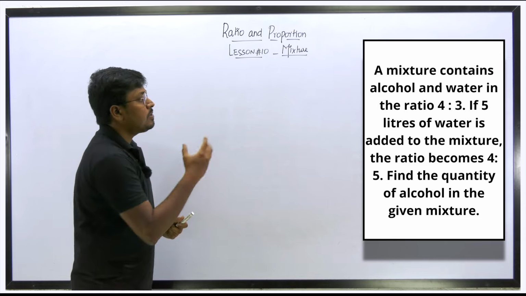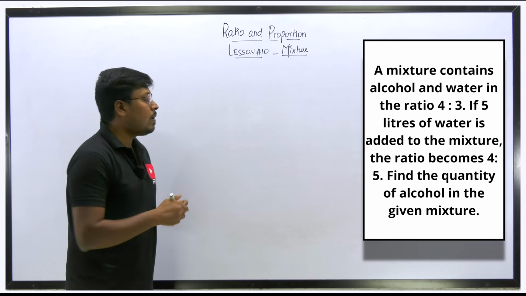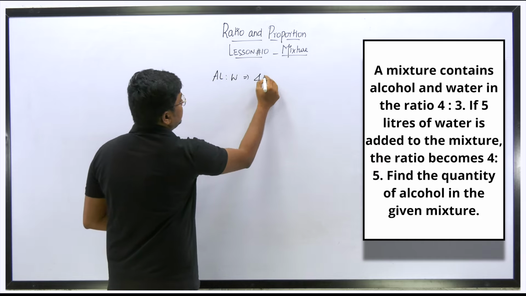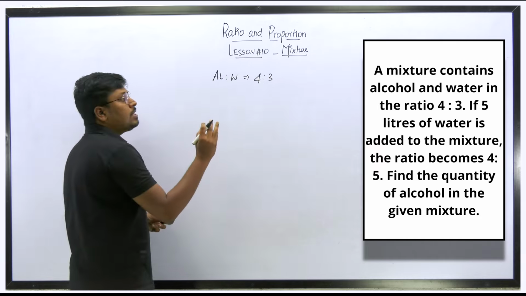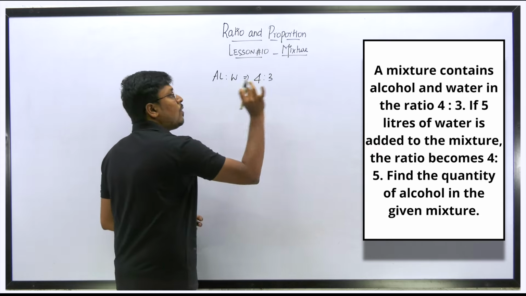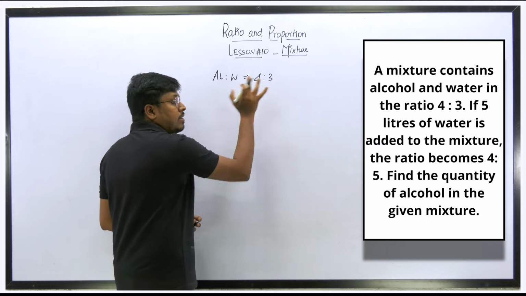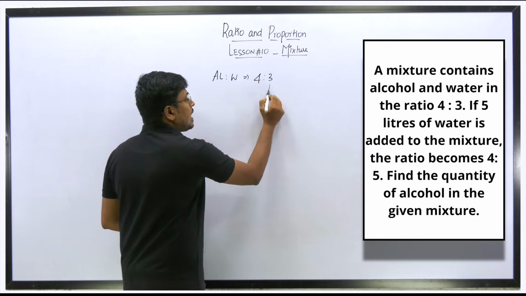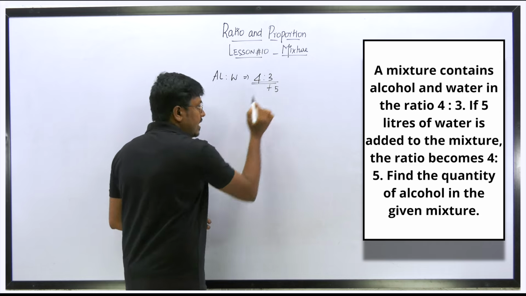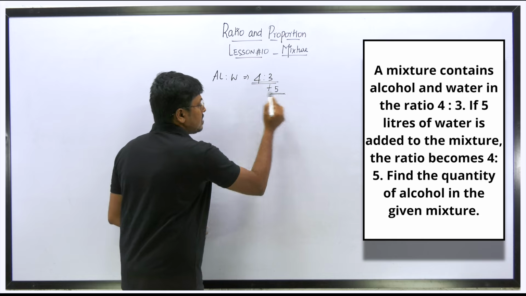Here you can see a mixture contains alcohol and water, and the alcohol and water ratio is 4:3. Now 5 liters of water is added to the mixture. Not alcohol, 5 liters of water is added. You can't directly add 5 here. Why? Because these two values are given in terms of ratio, but this value is in terms of numbers.